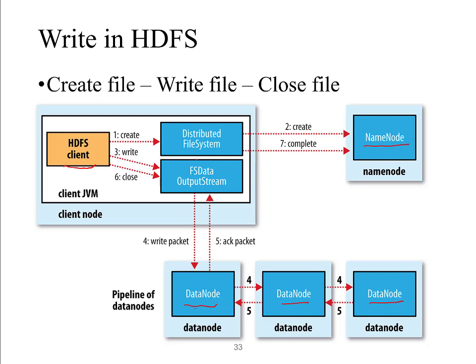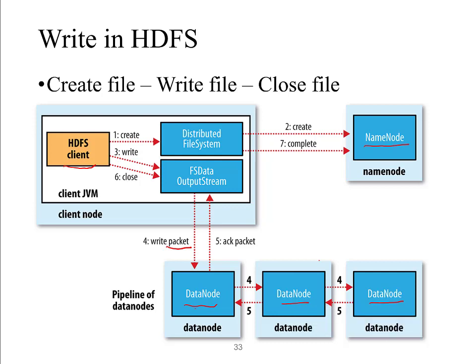So basically, the FS data output stream will split the data into packets, right? And write these packets to a data queue, which contains 3 data nodes. So these 3 data nodes form a pipeline. So basically, the data will come to the first data node, and the first data node stores each packet and passes it to the next one, and so on.